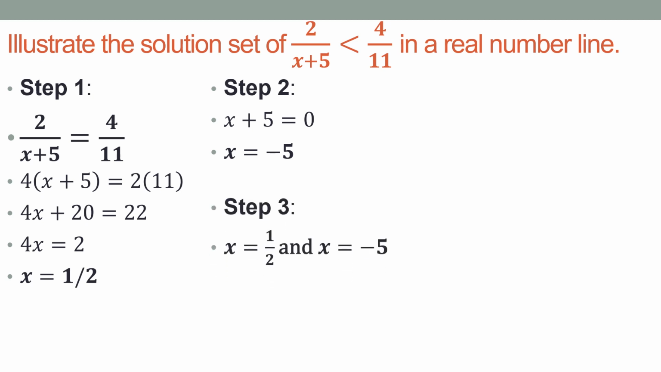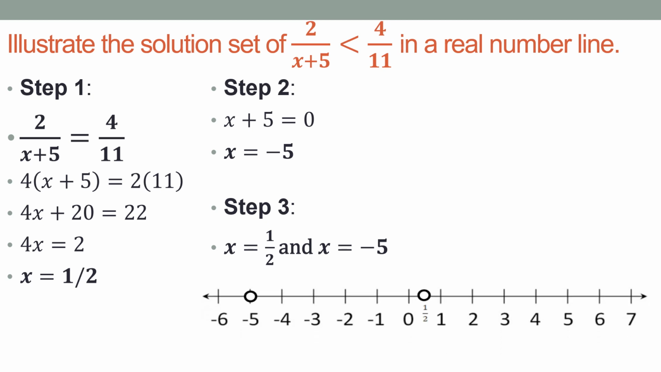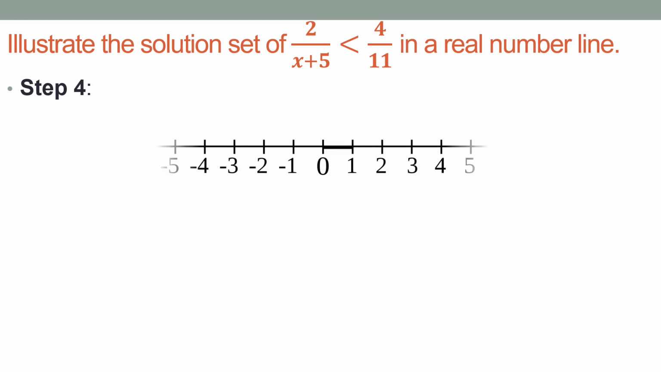Okay? So, for our next step, determine the critical values. The critical values are x is equal to 1/2 and x is equal to -5. We are going to mark these on a real number line. So we have here 1/2 and we have here -5, and these divide our number line into three regions: region A, region B, region C, or this region, this one, and this one. Okay? Let us proceed with step number 4.